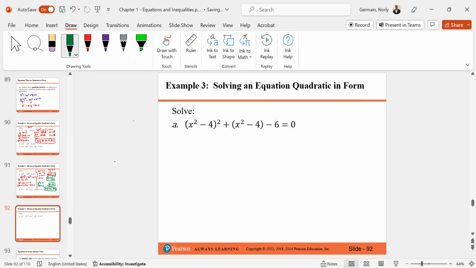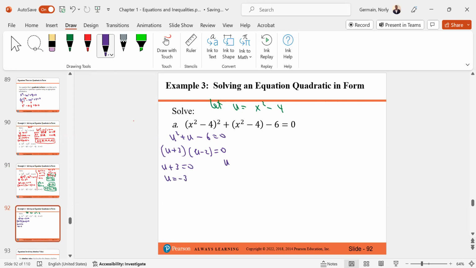If we let u equal x squared minus 4, all we need to do is write this one as u squared plus u minus 6 equal to 0. We know two numbers that when you multiply give you negative 6 and when you add give you positive 1. It's 3 times negative 2. So we have u plus 3 equal to 0, giving u equal negative 3. And you have u minus 2 equal to 0. It's going to give you u equal to 2. Now, these are the two answers. But remember, u equals x squared minus 4.